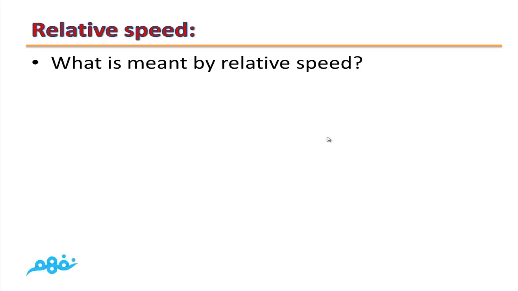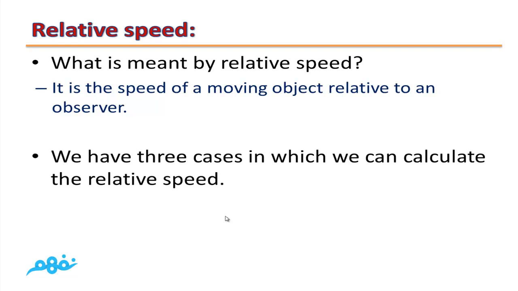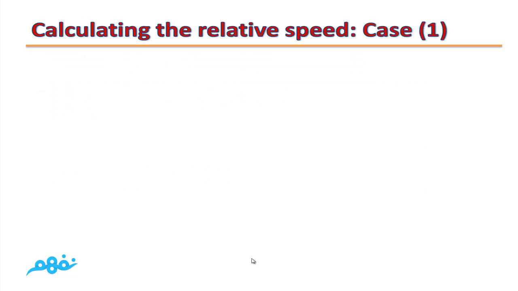Relative speed. What's meant by relative speed? It is the speed of a moving object relative to an observer. We have 3 cases in which we can calculate the relative speed. Calculating the relative speed. Case 1.